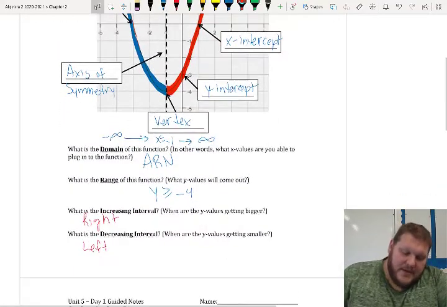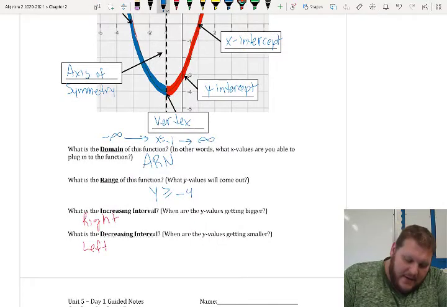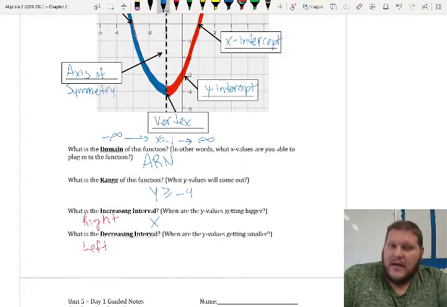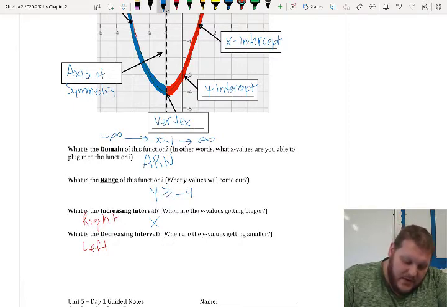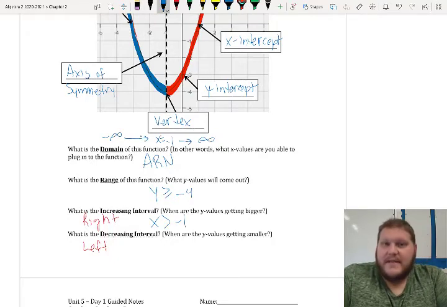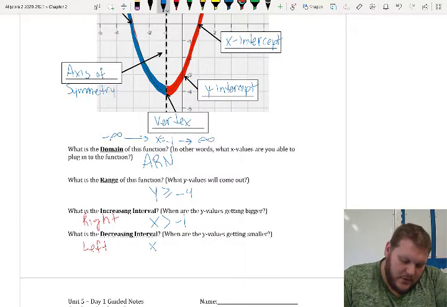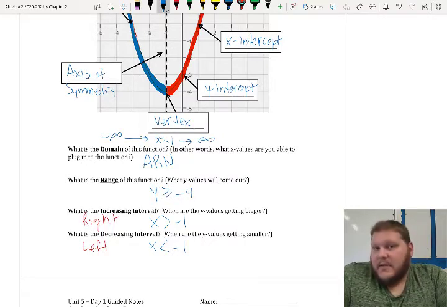So the way that we write this, it actually looks pretty similar to our range. It's now going to be x is either less than or greater than. In this case, the right side of my graph is our interval of increasing, which means anywhere my x is bigger than negative 1 is going to be increasing. So that means anywhere x is less than negative 1 is going to be decreasing.